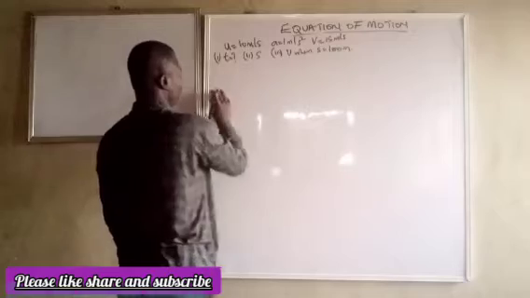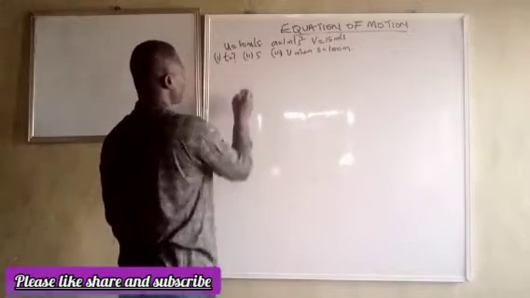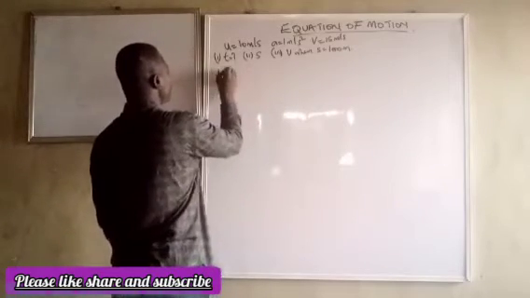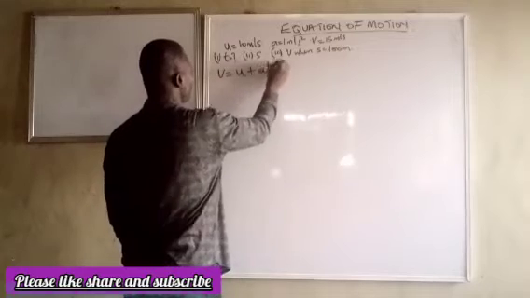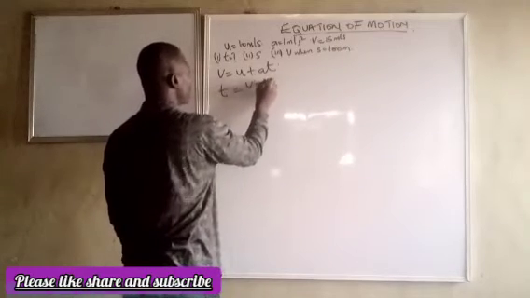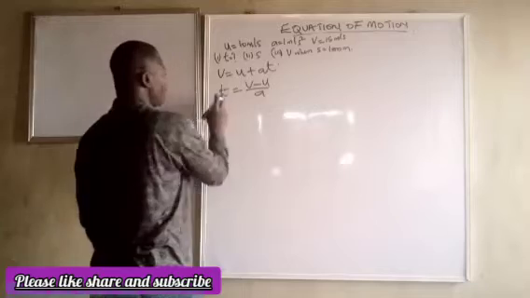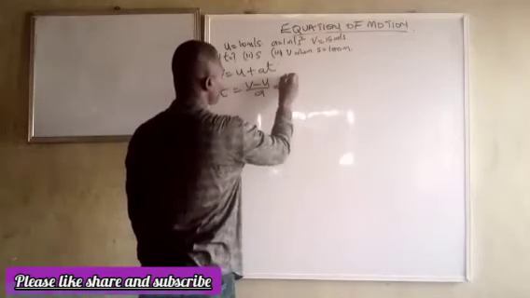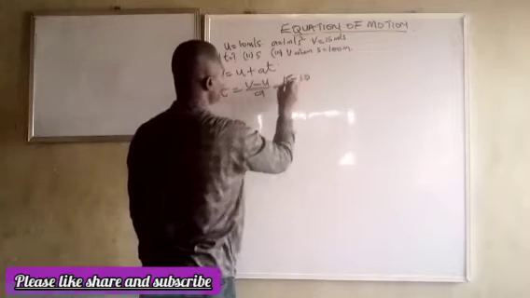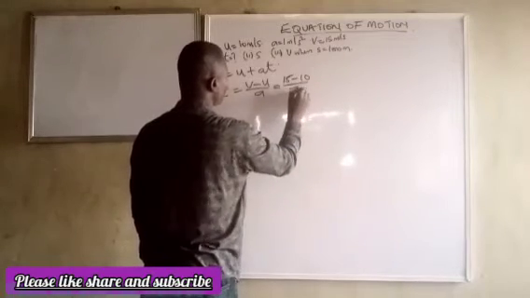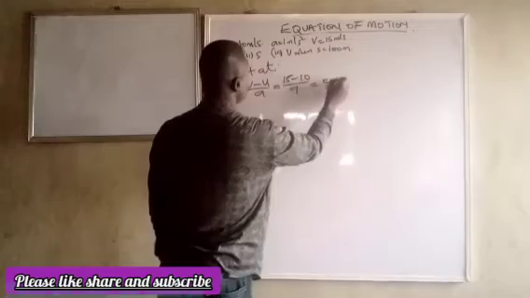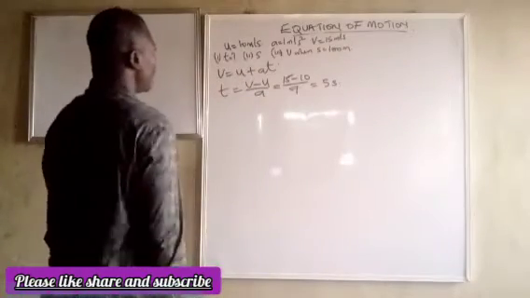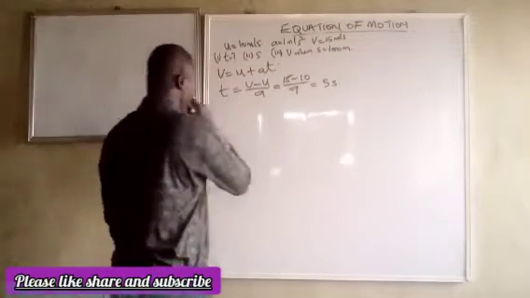Let's start using equations of motion. This is how it will look. For the time, we know that V equals U plus at, so T will be equal to V minus U over A. Just by change of subject of the formula, V is 15, U is 10, A is 1, so it's equal to 5 seconds. That is our T.